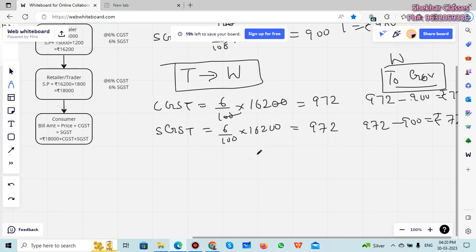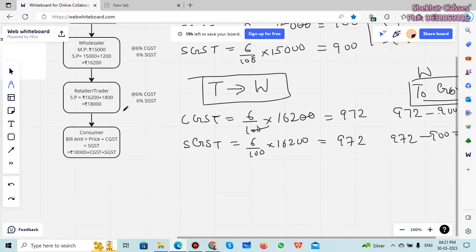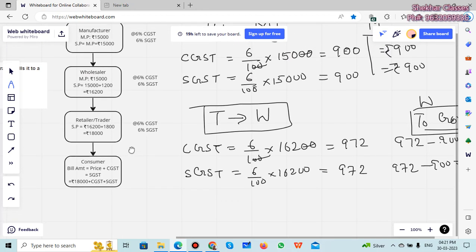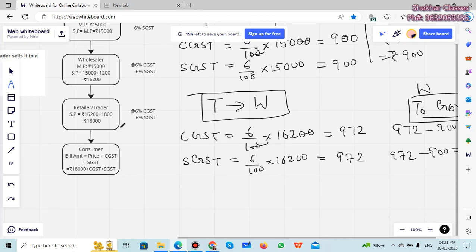Now on the other hand, since the trader has sold it to a consumer, and the trader also wants some profit, obviously he would. So how much profit does he want? 1800. How much did he buy it for? 16,200. So he will sell it for what? The SP for the trader, seller or retailer will be 16,200 plus 1800, that will be 18,000. So SP for him is 18,000 rupees.